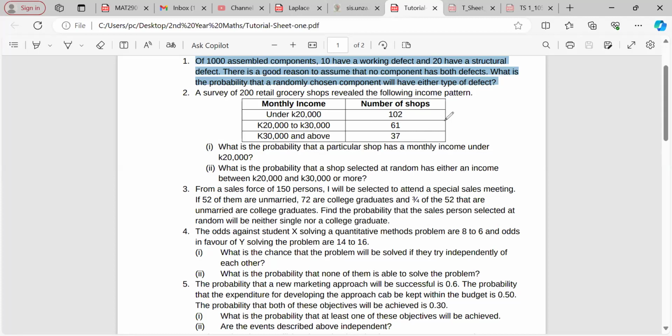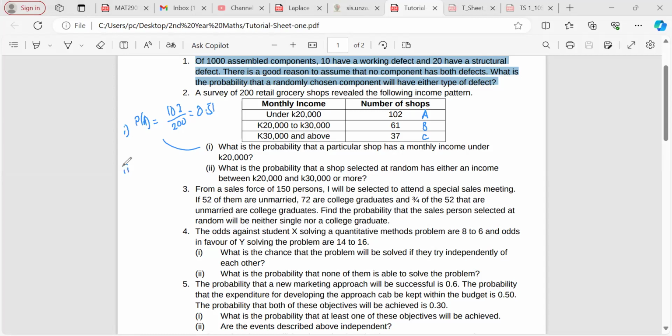So for the first one, you're looking at the probability of having the first category. Let me call this A, this B, this C. So you're looking at the probability of having A. That would be 102 over the total, which is 200. So you just count those. So you get 0.51. This is part one.